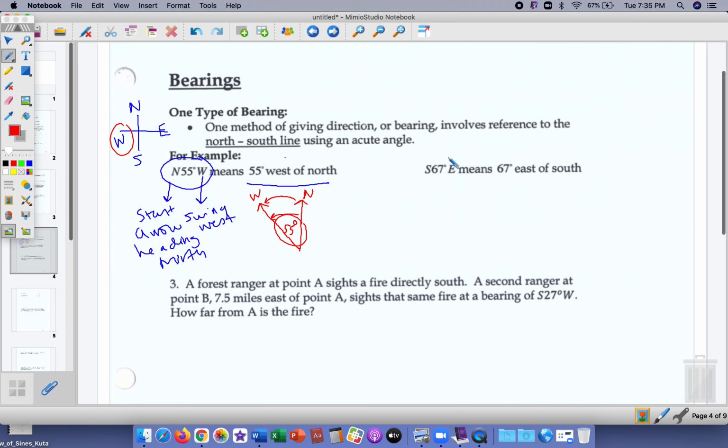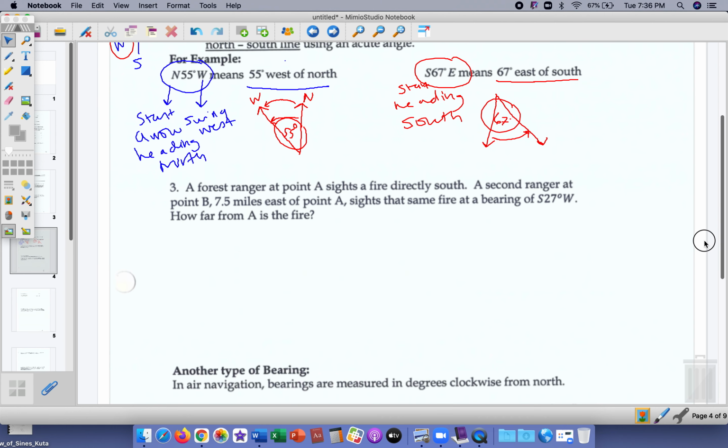So now if we look at the next one, S 67 degrees east, it means 67 degrees east of south. So we're first going to start by heading south. So we'll do a down arrow for the south. And then we're going to swing to the east. So the east is this way. Swing right. And then that angle in between is 67 degrees.